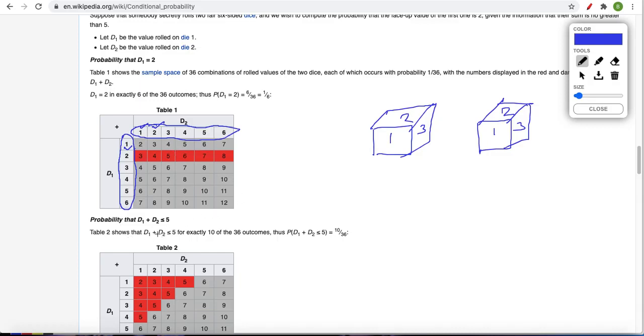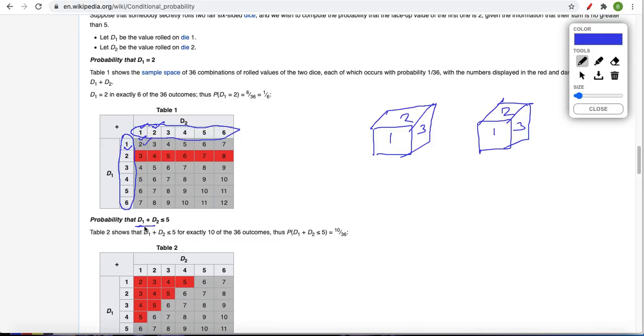Now, D1 plus D2 means the output on die 1 plus the output on die 2. So D1 plus D2 is 2 here, right? Die 1 is showing 1 as output on the front face, and die 2 is showing 1 as the output. So 1 plus 1 is 2. So that is D1 plus D2, right?